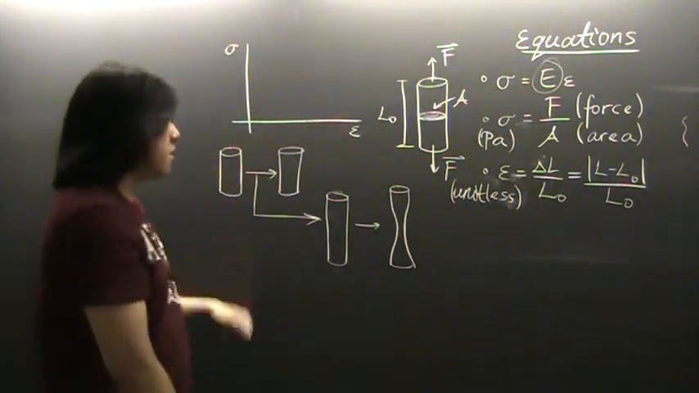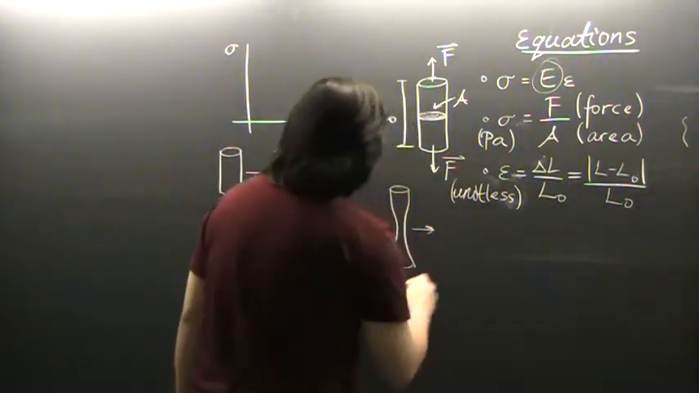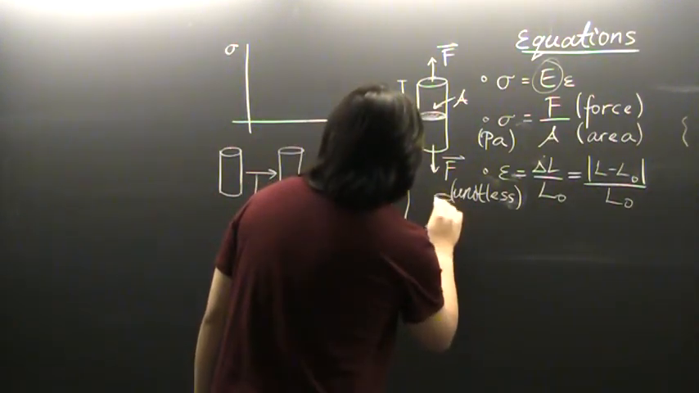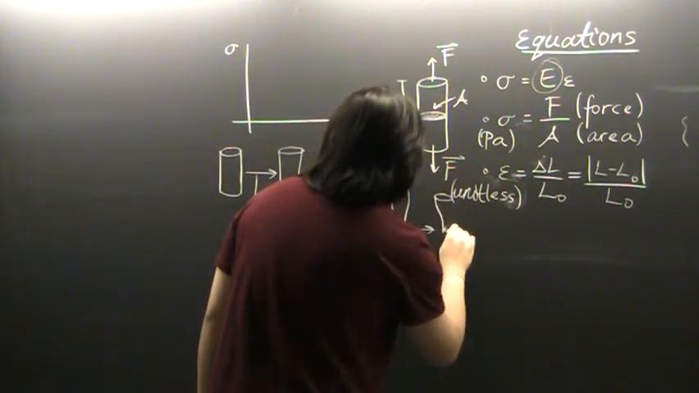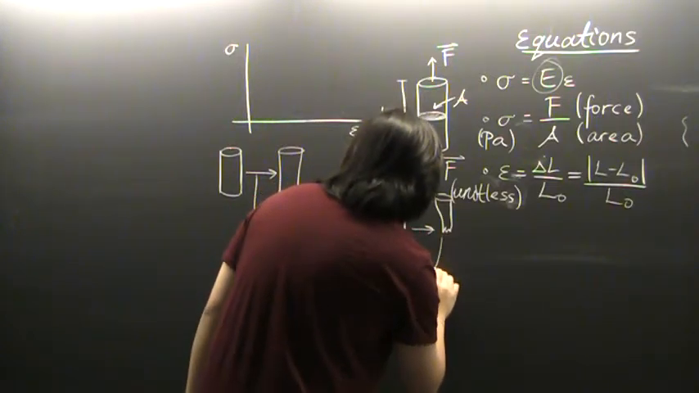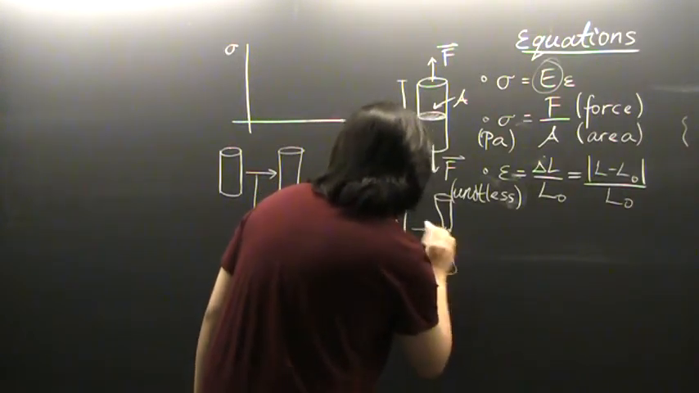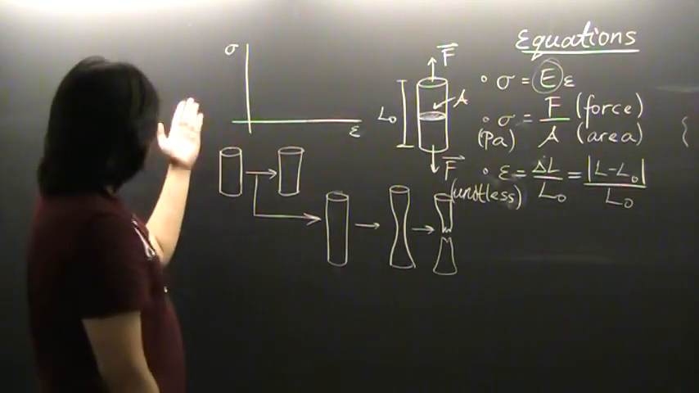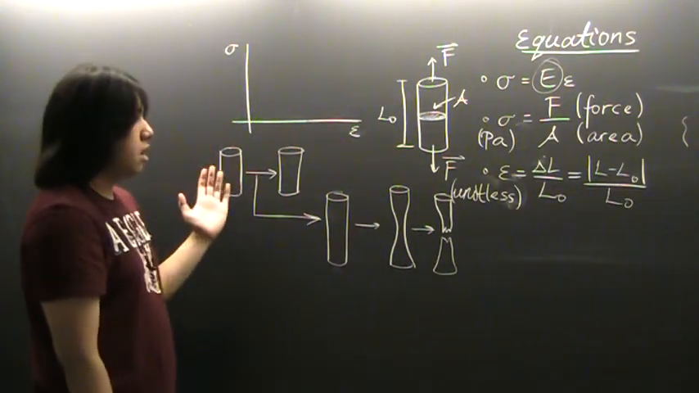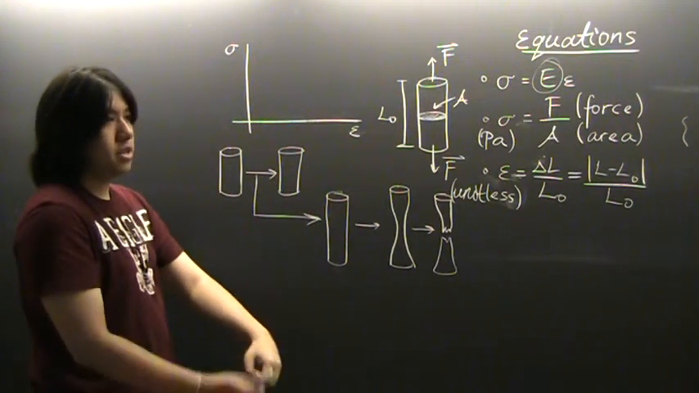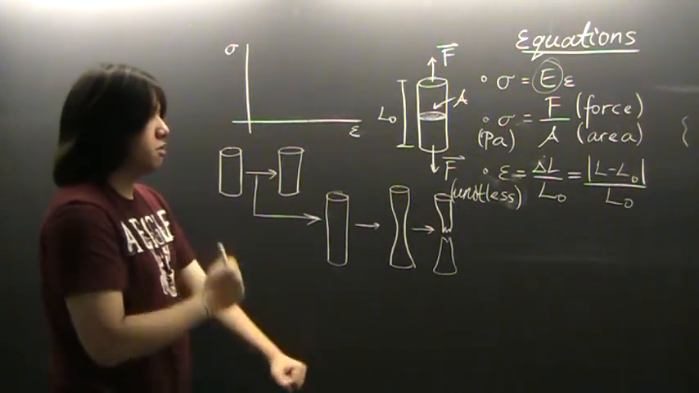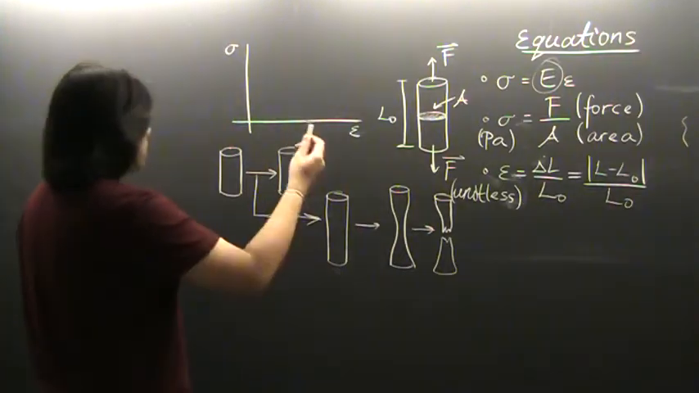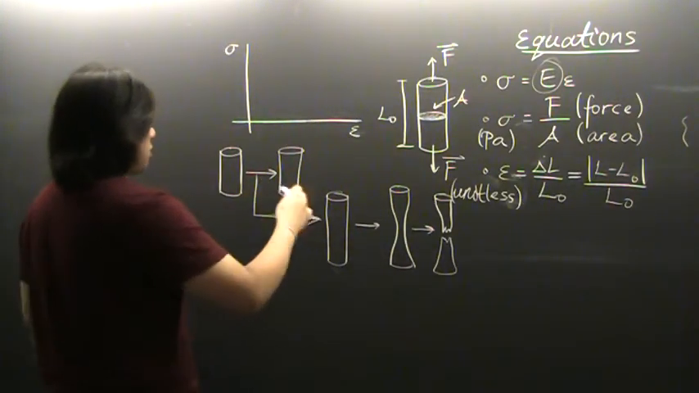And then you keep on pulling some more because you feel like it, and the poor guy breaks. And that's what we call failure. So you can have some kind of broken bar like this. Failure. So the stress strain curve takes into account all these events that happen over the course of pulling your poor guy. So in the beginning, we have elastic deformation, correct?